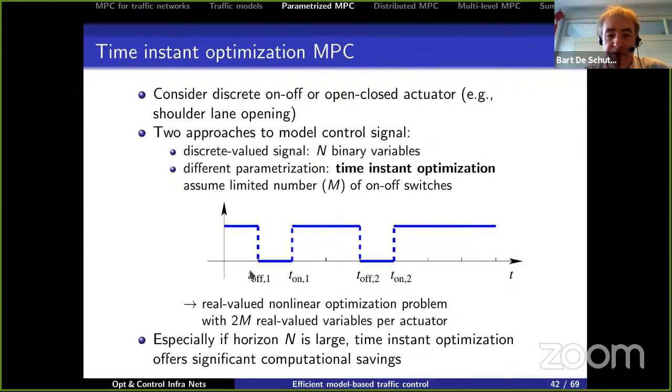So we will, for example, say we are going to switch m times, in our case 2 times on and off, and we are now going to optimize the switching times. In that case, instead of having n binary variables, you will get m variables, or in general 2m variables. Especially if the horizon is large, that can lead to a huge speed up of your problem because you have much fewer optimization variables. You go from n variables to m variables, where m is the number of switches.